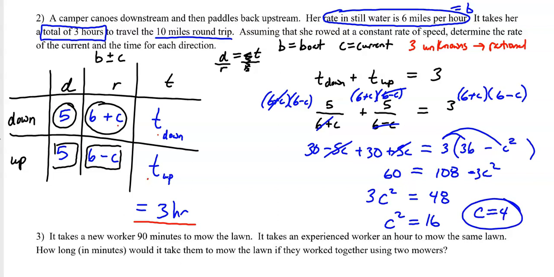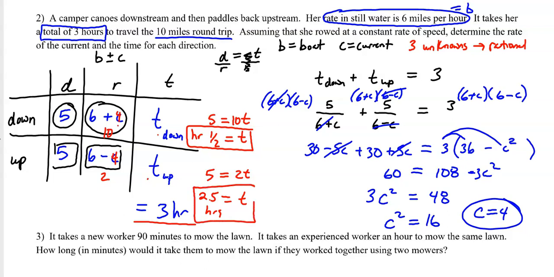So current is 4. And when I plug that 4 in, I get 10. So now we have an equation to solve. R times T equals D. So 5 equals 10T. So divide both sides by 10. Looks like my time is 1/2 hour for downstream. Well, over here, when I put a 4 in there, this is 2. So I basically have my distance equals 2T. Divide both sides by 2. And I get 2.5 hours. And that comes out good because 2.5 hours and a half hour add up to the 3 hours they're supposed to. So we got all three unknowns.